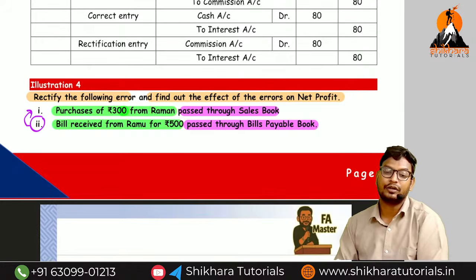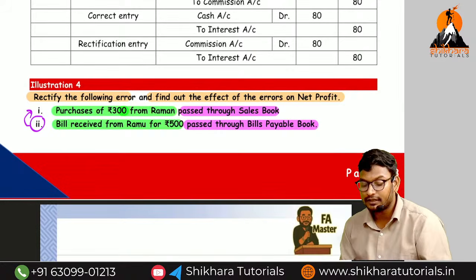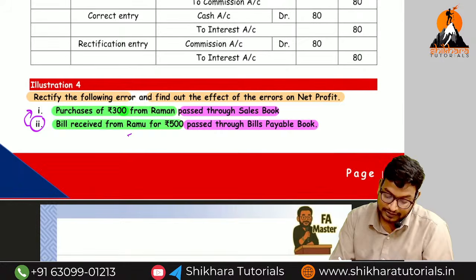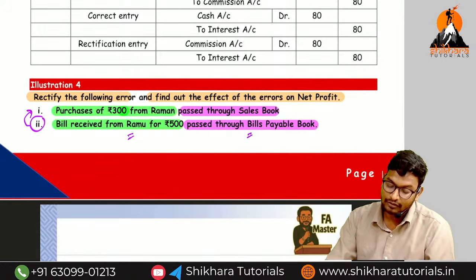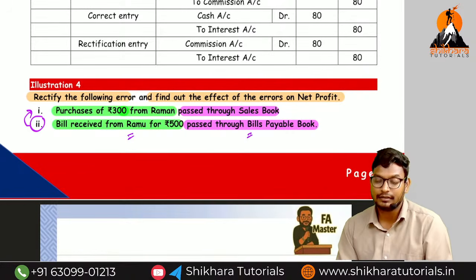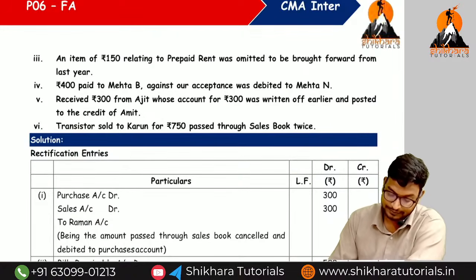For that reason I am not going to explain. Okay, guys? Books are the same. Identify the correct entry. What is the correct entry? Bills receivable account debited to Ramu account. This is the right one. What is the wrong entry? Ramu account debited to bills payable account. Okay, guys? Okay. So next one.